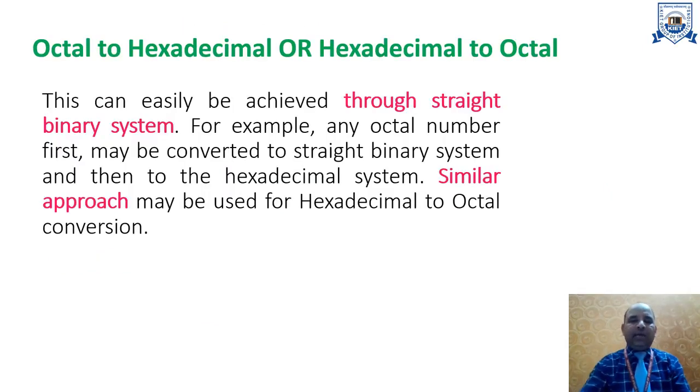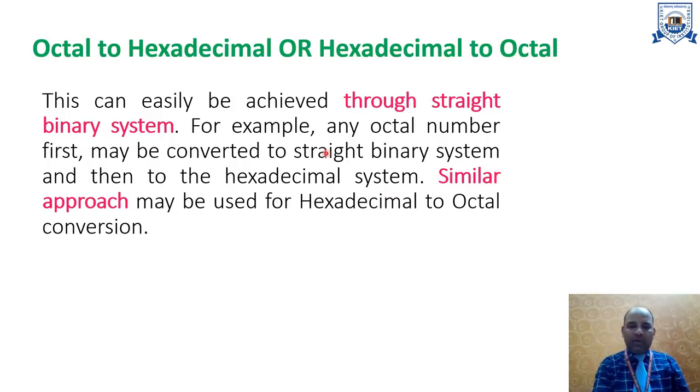Now moving to the next slide. Dear friends, up to this moment we have covered decimal to binary, binary to decimal, decimal to octal, octal to decimal, binary to hexa, hexa to binary. Now what is left is octal to hexadecimal or hexadecimal to octal. This particular problem can always be achieved through the straight binary system. As I am telling you, base 2 is called the straight binary system. For example, any octal number may first be converted to straight binary and then to the hexadecimal system.